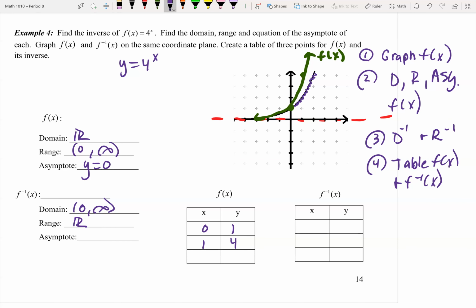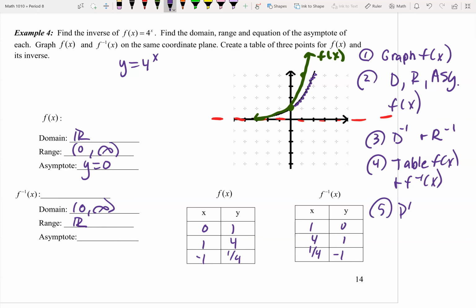I'm not going to do that because I can't see it. I'd like to see it. So I'm going to do negative 1. And then what's 4 to the negative first, everybody? 1/4. Somebody tell me how to find the table for my inverse. You just flip them. So easy, right? 1, 0; 4, 1; 1/4, negative 1.